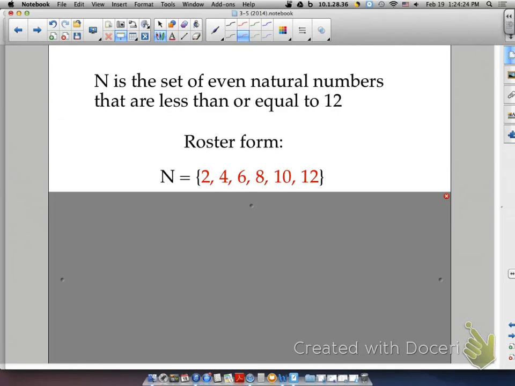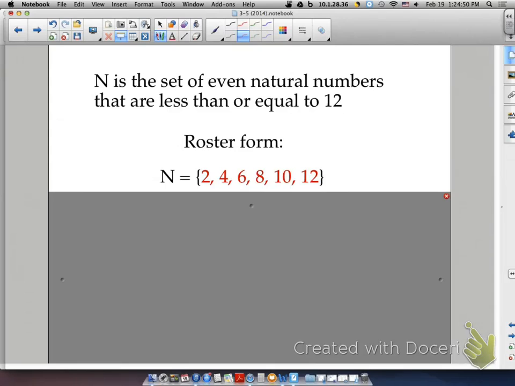Wow. All right? So N equals {2, 4, 6, 8, 10, 12}, because I'm only interested in even natural numbers that are less than or equal to 12. Okay? Now, how do I write this in set builder notation? Wilson, do you want to give it a shot? Set builder. Mm-hmm.